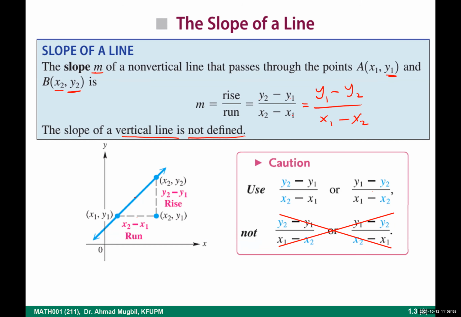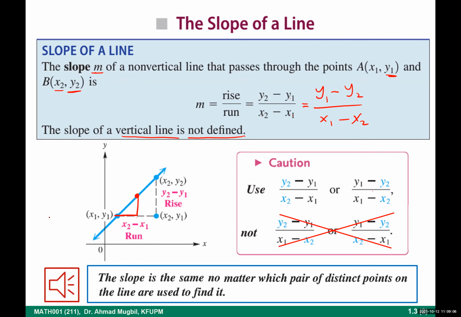Okay, what about if I choose another point here other than this point? Is the slope going to be the same? Yes. The slope is the same no matter which pair of distinct points on the line you are using to find it, because the slope is unique for a line. You have one slope when you have one line.